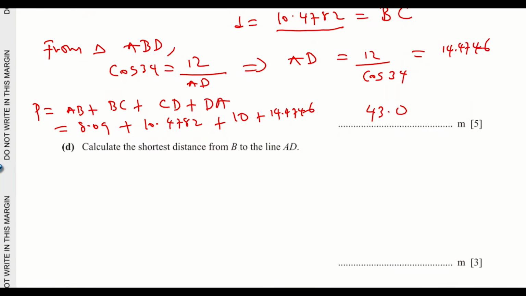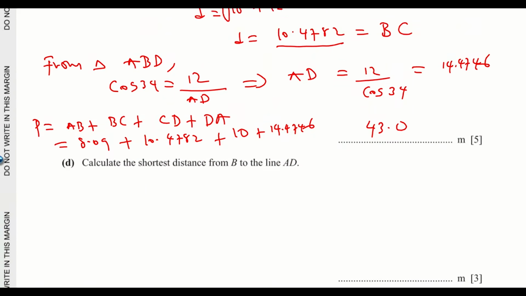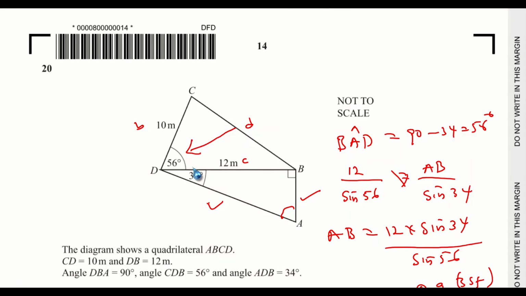Part D, calculate the shortest distance from B to line AD. From B to line AD, it will be this perpendicular line like this. So this is what we're going to get. Now, having this makes it easy for us, so I can just call this point M. Let this be point M. So in this case, what we want to do is to find the length BM. So that length BM is the shortest distance.